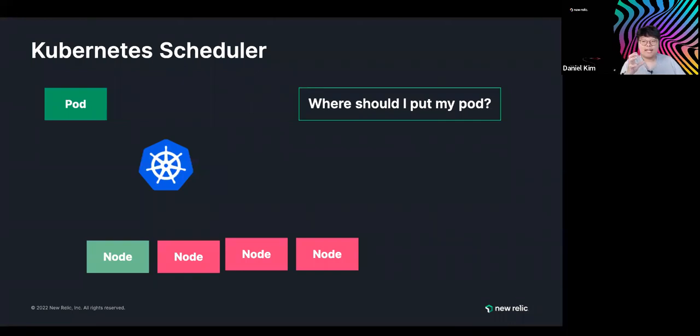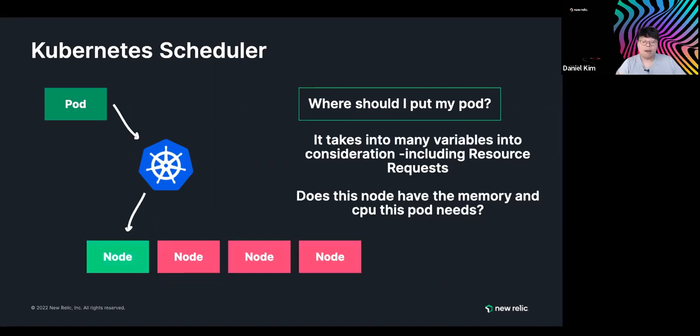So when Kubernetes gets a request to be like, hey, I want to deploy this particular pod full of containers to the cloud, Kubernetes is like, okay, where should I put this particular pod? So it scans through all of the nodes to make sure that they're able to accommodate that particular pod. It takes into account many variables, including resource requests, to make sure that the pod is going to run correctly in the particular environment.